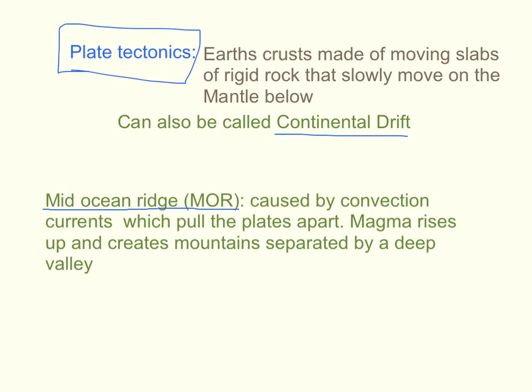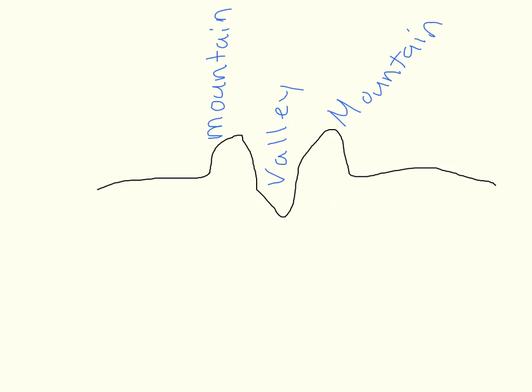The one we haven't talked about is the mid-ocean ridge, or the moor. This is caused by those convection currents which pull the plates apart. When the plates are pulled apart, magma rises up and creates mountains that are separated by a deep valley. And on the next slide, I'm actually going to draw a picture so you'll be able to see this a lot easier.